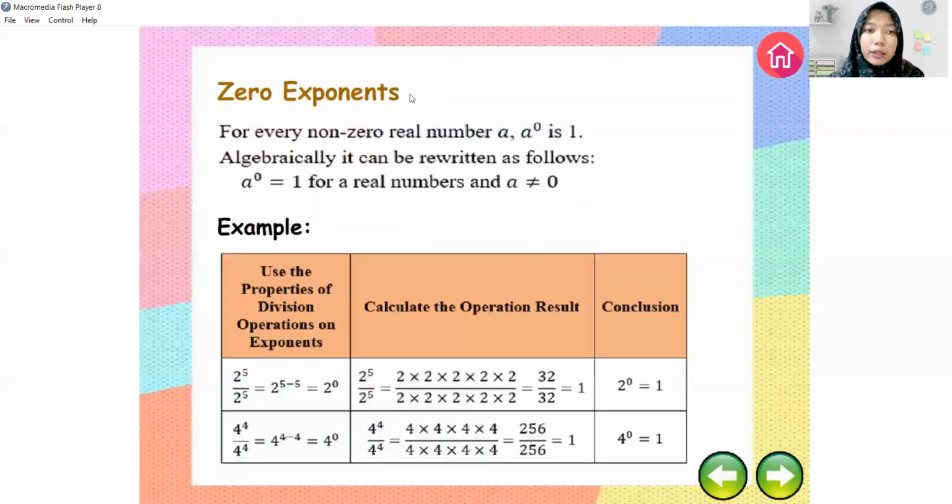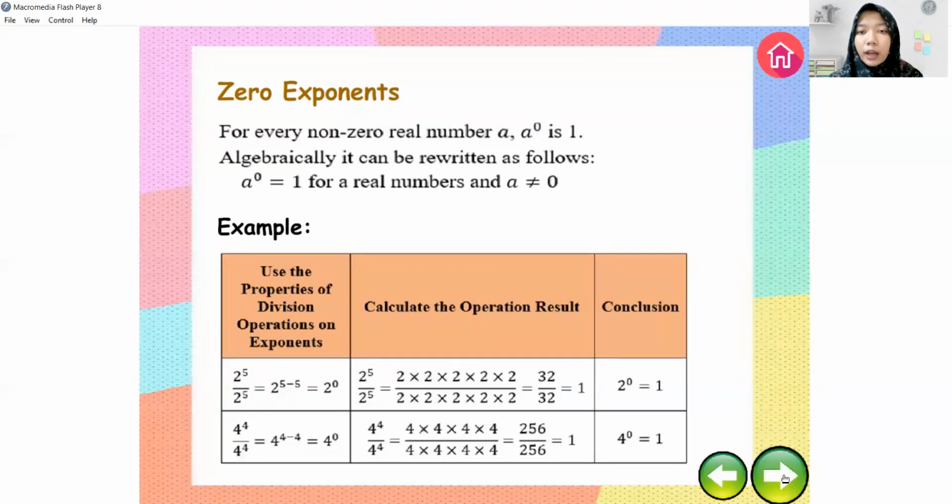Zero exponent: for every non-zero real number a, a to the power of 0 is 1. Algebraically, it can be rewritten as follows: a to the power of 0 is equal to 1 for real numbers, and a is not equal to 0. And then I give the example.